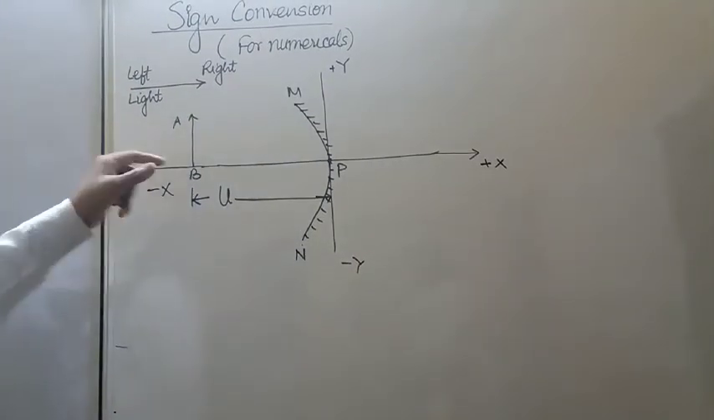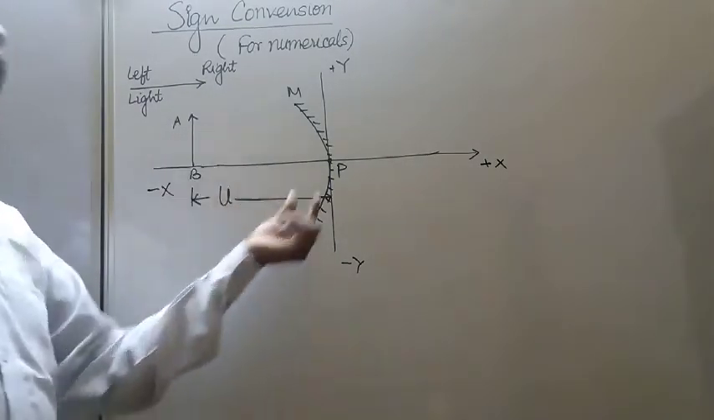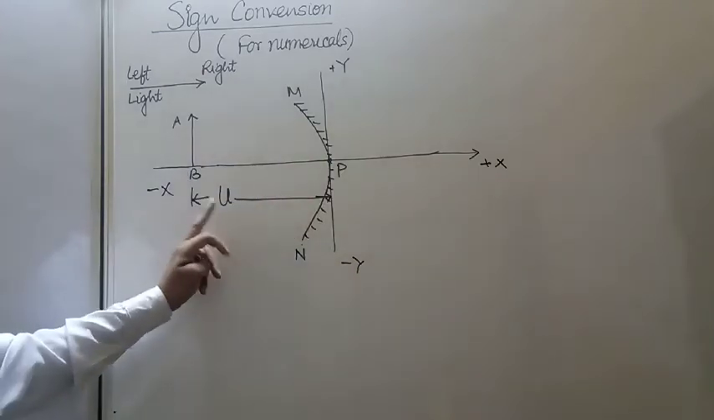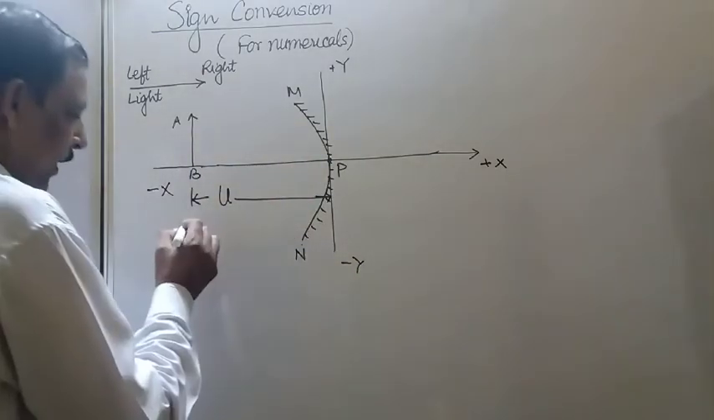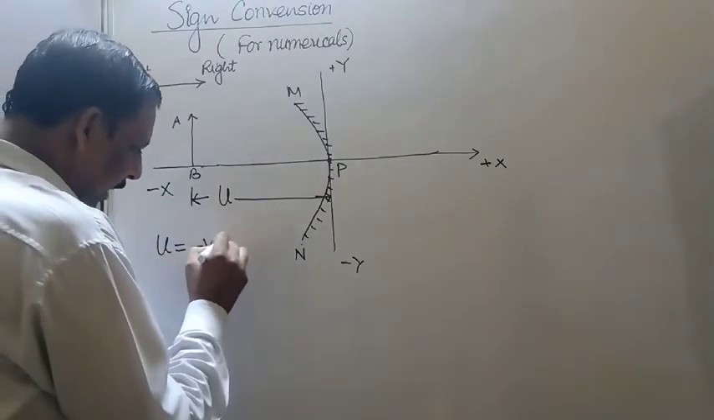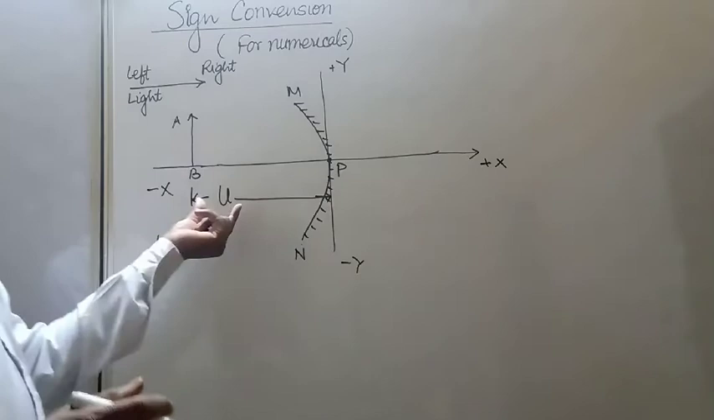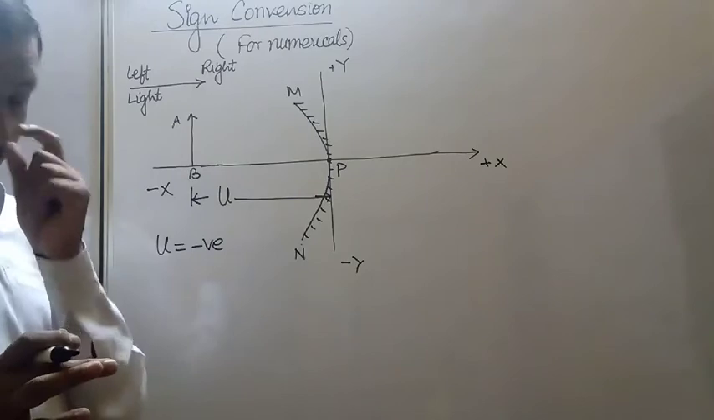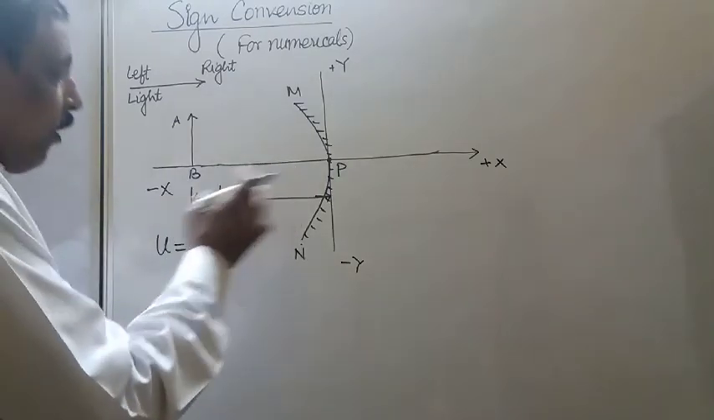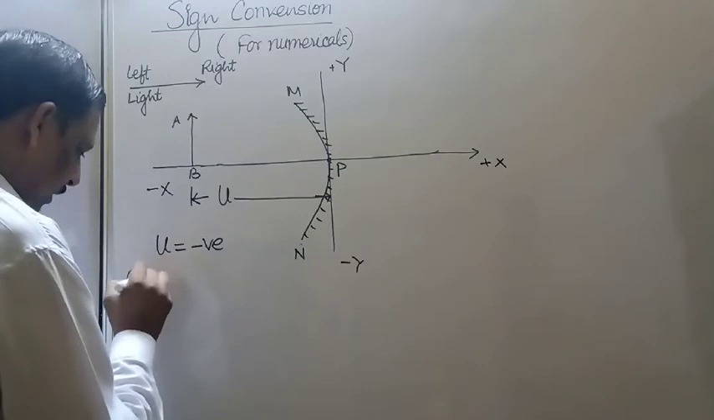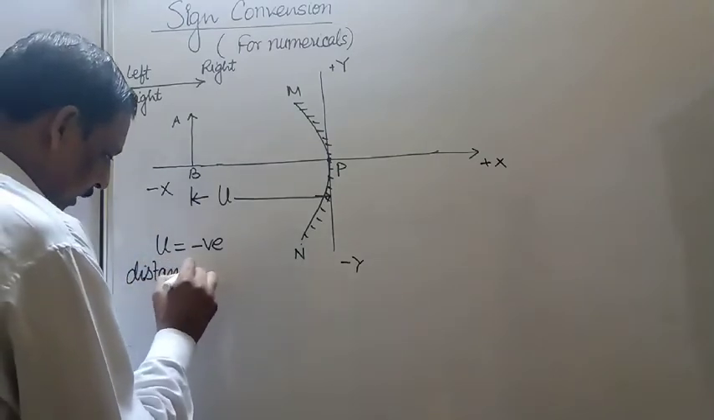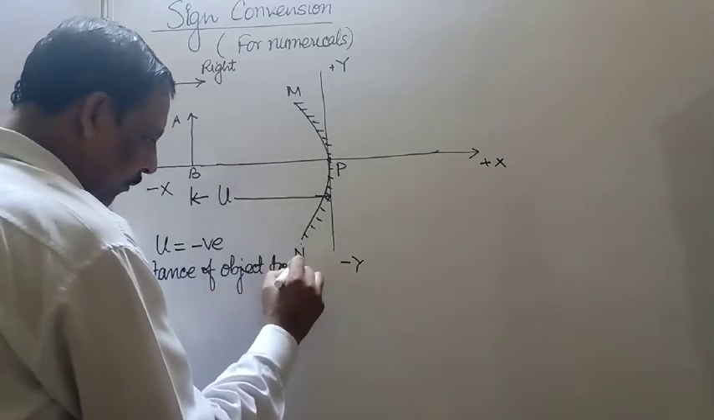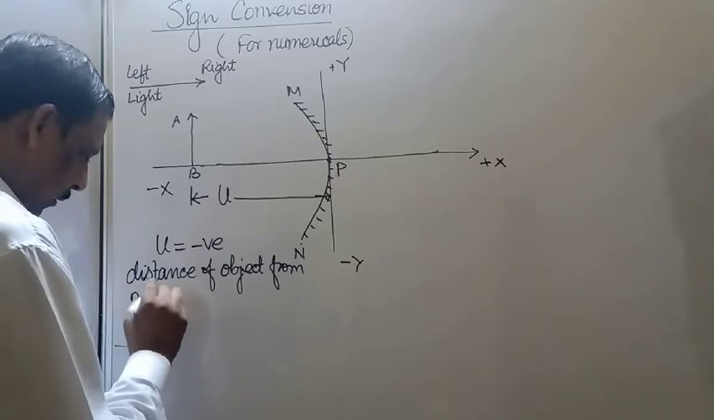All the distances which we measure from the pole of the mirror, if we go left, will be taken as negative, whatever the distance is. If u is 25, we will consider it as negative 25, not positive 25. And what is u? The distance of the object from the pole. This is u.